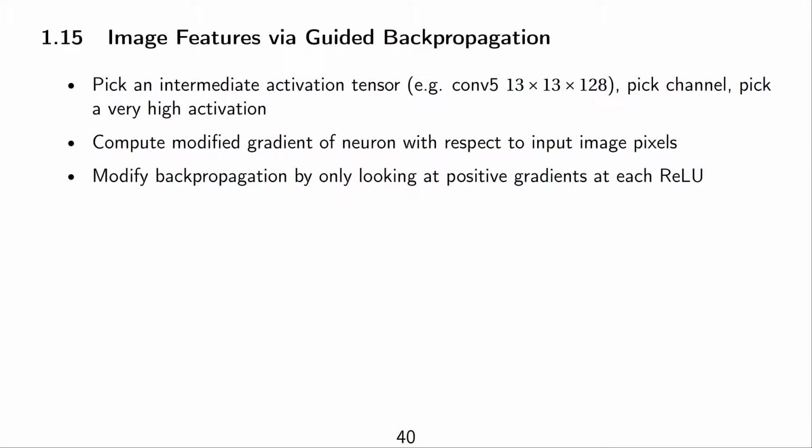One interesting concept that was introduced is the idea of guided backpropagation. Again, we pick some intermediate activation tensor, we pick a channel, and we pick a very high activation, and then we do a backpropagation through the network, computing the gradient with respect to the input image. But we are going to modify backpropagation by only looking at positive gradients at each value.